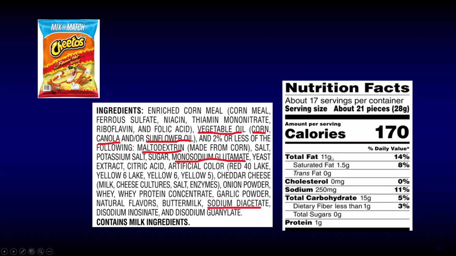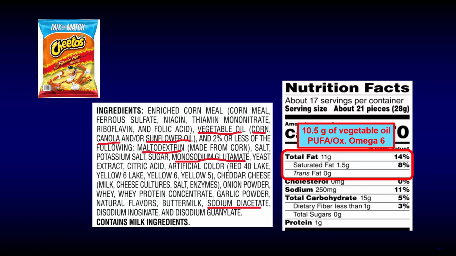So you have total fat, it's 11 grams. But you subtract the saturated fat, which is 1.5 grams. Why don't I care about saturated fat? Because you can heat it up and it doesn't get oxidized. It's just a little saturated fat, and that doesn't damage anything. It's used to be burned. What matters is the polyunsaturated fat that's oxidizable. If you subtract that, you get about 10.5 grams of vegetable oils. That's about 2.5 teaspoons of vegetable oils in that serving of 21 pieces.